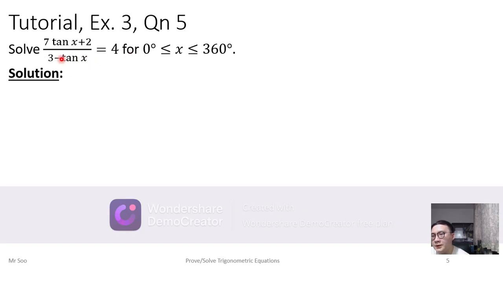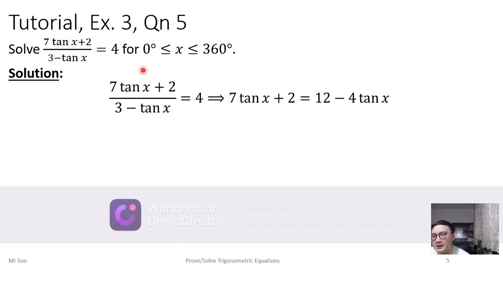A common approach is to multiply both sides by the denominator, in this case 3 minus tangent x. Then my left hand side will be 7 tangent x plus 2, without the 3 minus tangent x, because it is being multiplied to the right hand side. Then I have a 4 outside, so if I expand the 4 in, I have 4 times 3, 12, and 4 times minus tangent x, minus 4 tangent x.